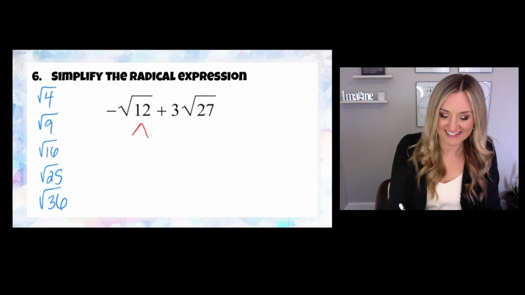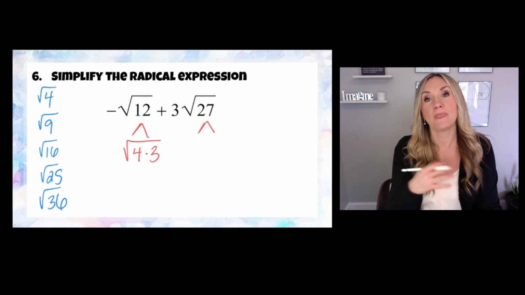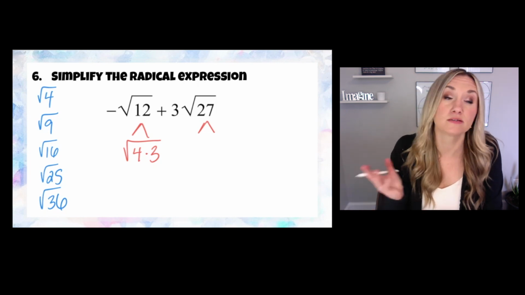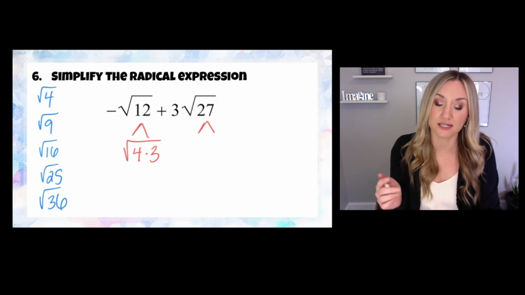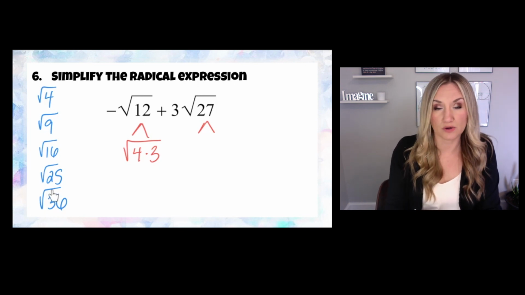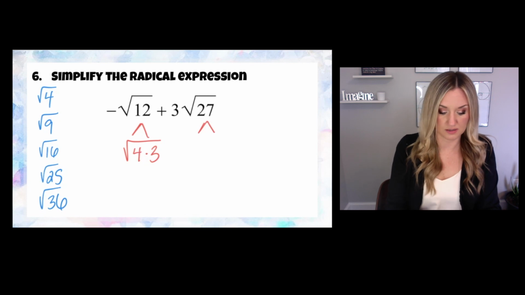Okay, let's see how you did. So hopefully you broke 12 down to 4 times 3. Now it's really common that I see students break down 12 to 6 times 2. I'm not arguing with you. 6 times 2 is 12, but 6 and 2 are not on this perfects list. So we can't take the square root of 2, not perfect. Square root of 6, not perfect. So you need to have one of those perfects to come out.